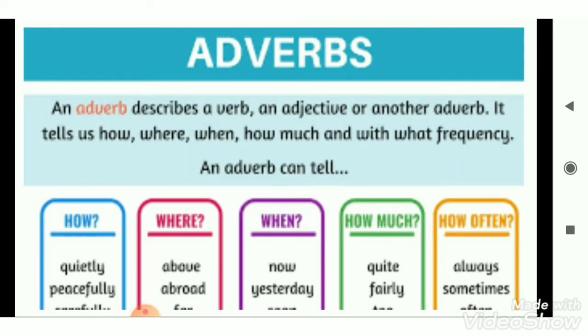An adverb. An adverb is a word that modifies a verb. For example, fast, slow, quick, often. An adverb describes a verb, an adjective or another adverb. It tells us how, where, when, how much and with what frequency. So we can see examples like quietly, peacefully, above, abroad, now, yesterday. So these are adverbs.